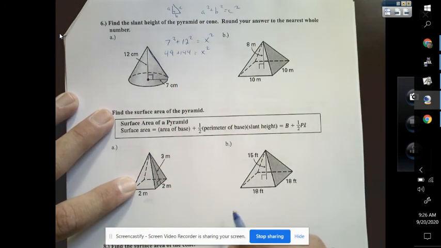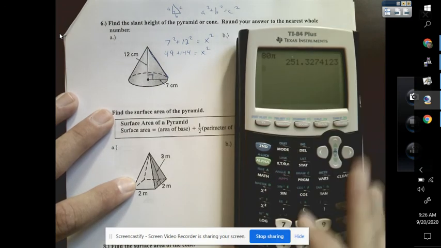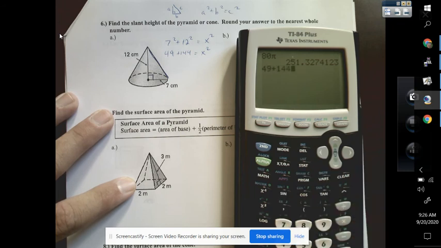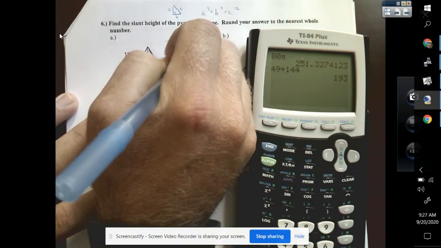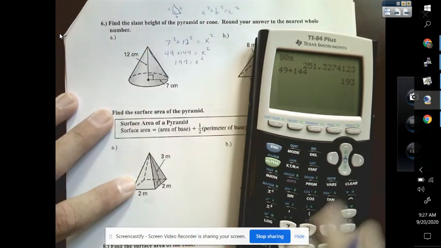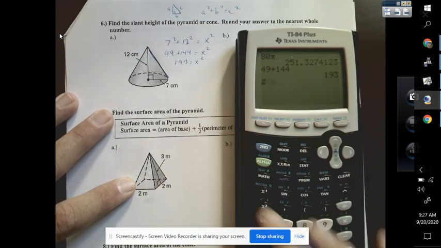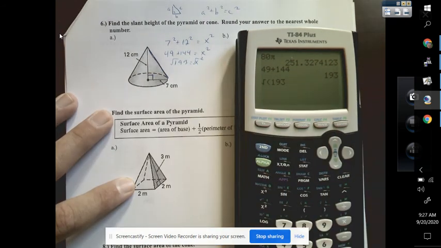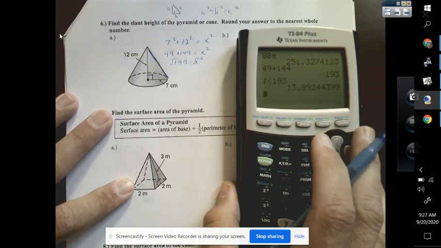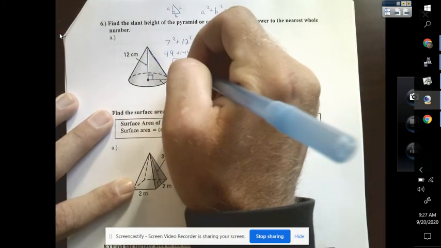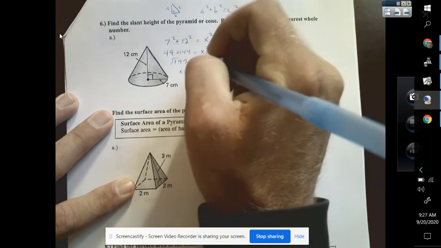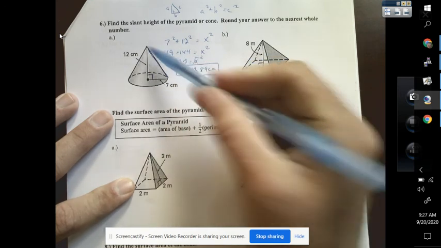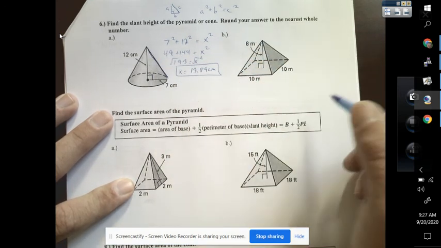Good stuff. If I add those two together, 49 plus 144, we get 193. I'm going to square root 193 because the opposite of squaring something is to square root. If I do that, 13.89. That would be in centimeters. So what that distance is telling us is the distance from the top to the outside of my cone, the edge of the circle for my base.